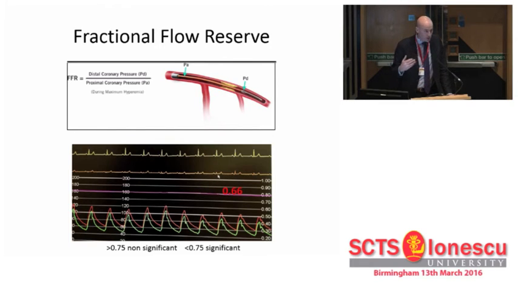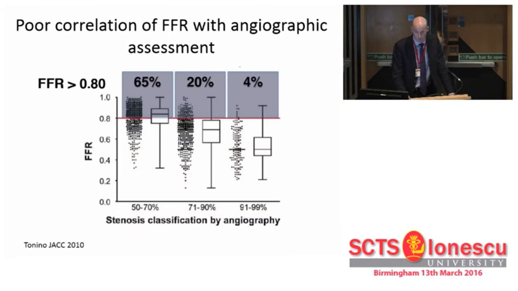So if a lesion is greater than 0.75, it is not causing ischemia. If it's less than 0.75, it is responsible for ischemia. It is significant. But we also know that there is a poor correlation between FFR and actually us assessing angiograms. When we look at coronary lesions on angiograms, it's quite possible to either overestimate them or underestimate them. And as was mentioned earlier on, it goes both ways.